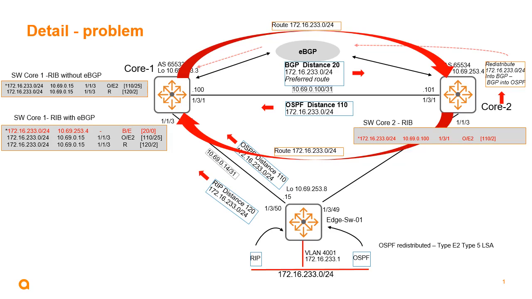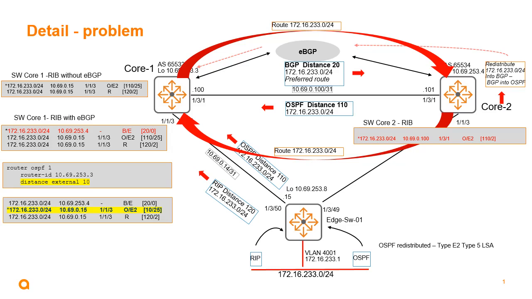So how do we correct this? It's very simple. We can change the external distance on the OSPF process, and we can change it to 10, and this is for the external type routes. What will that mean? That will mean that 172.16.233 is now preferred by OSPFv2. In the real world, of course, we would have route filtering on core 2 as well, as part of a best practice solution. But for illustration purposes, I'm just using this method.